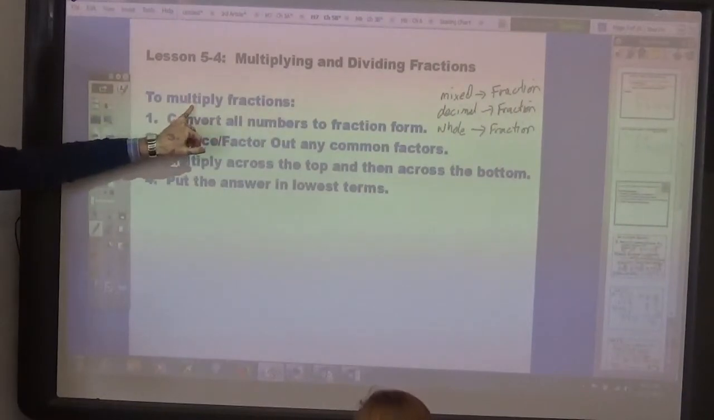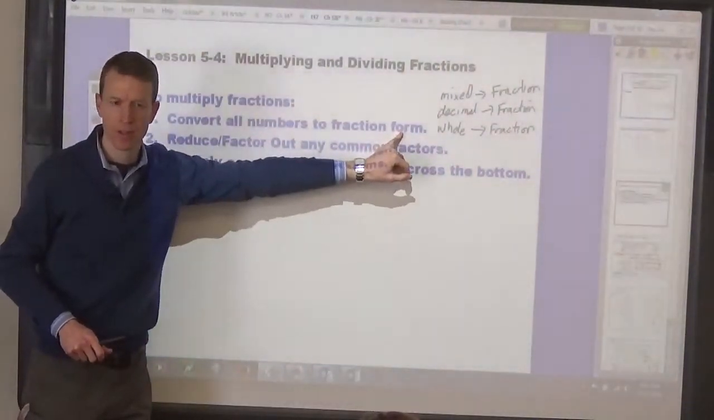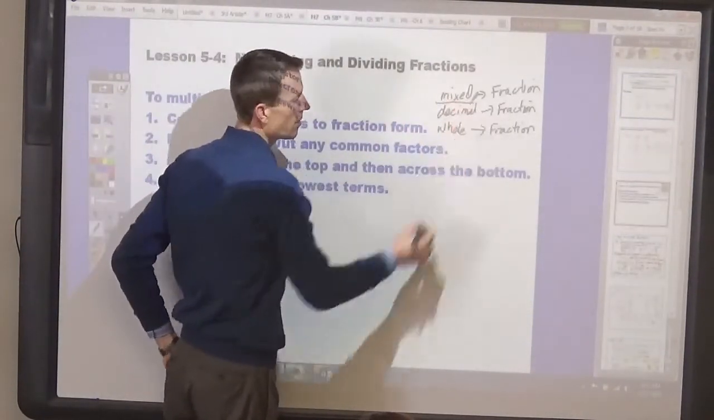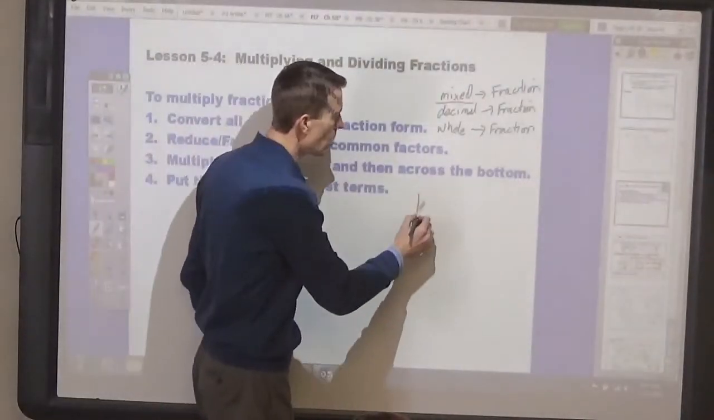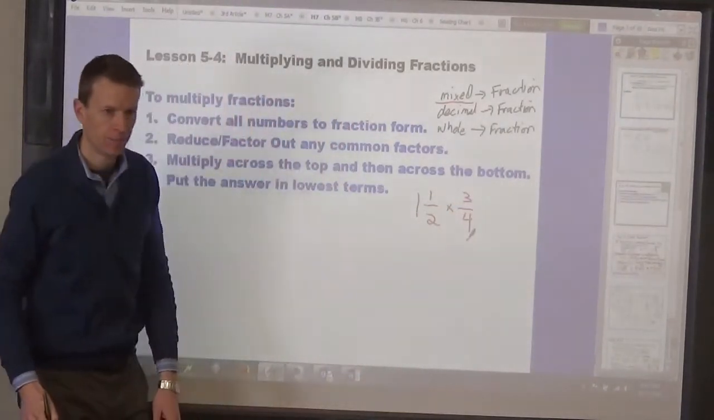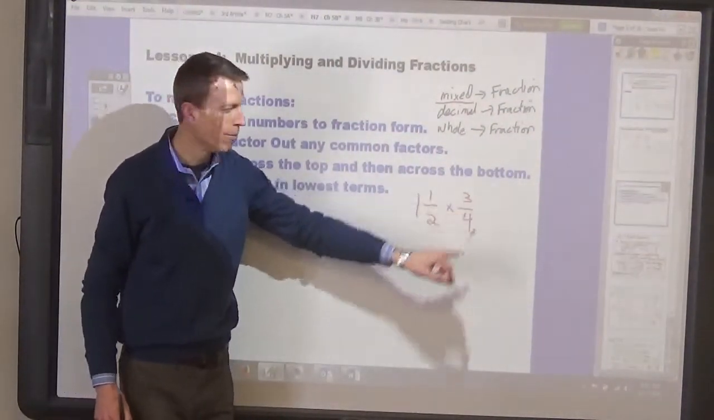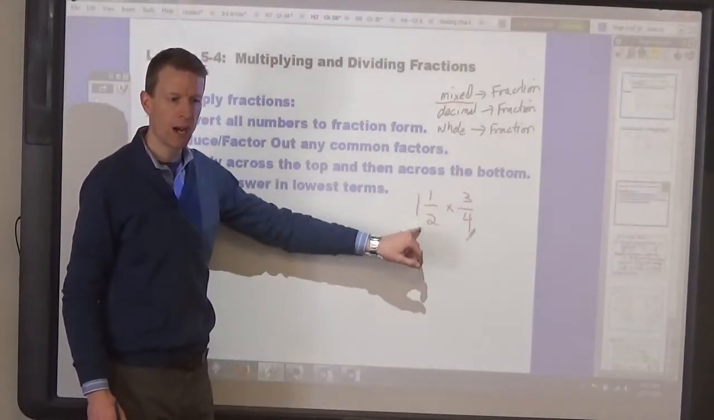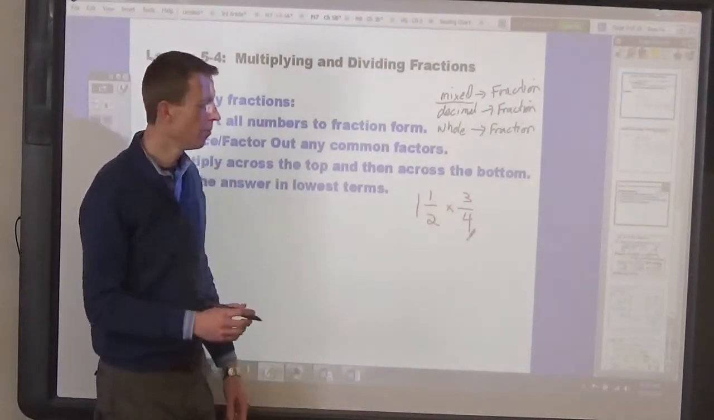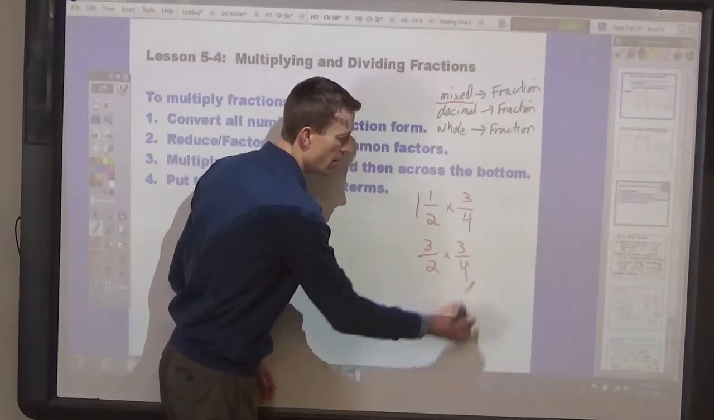So, the first thing you have to do when you're multiplying fractions is to convert all of the numbers to fraction form. Okay? So if you have an example like, let's say you're starting with a mixed number times a fraction, 1 1/2 times 3/4. What you have to do first is change the mixed number to a top-heavy fraction before you can multiply. So, how would you rewrite this one? Put these in your notes, please. Andrew? It would be 3/2 times 3/4. Okay?